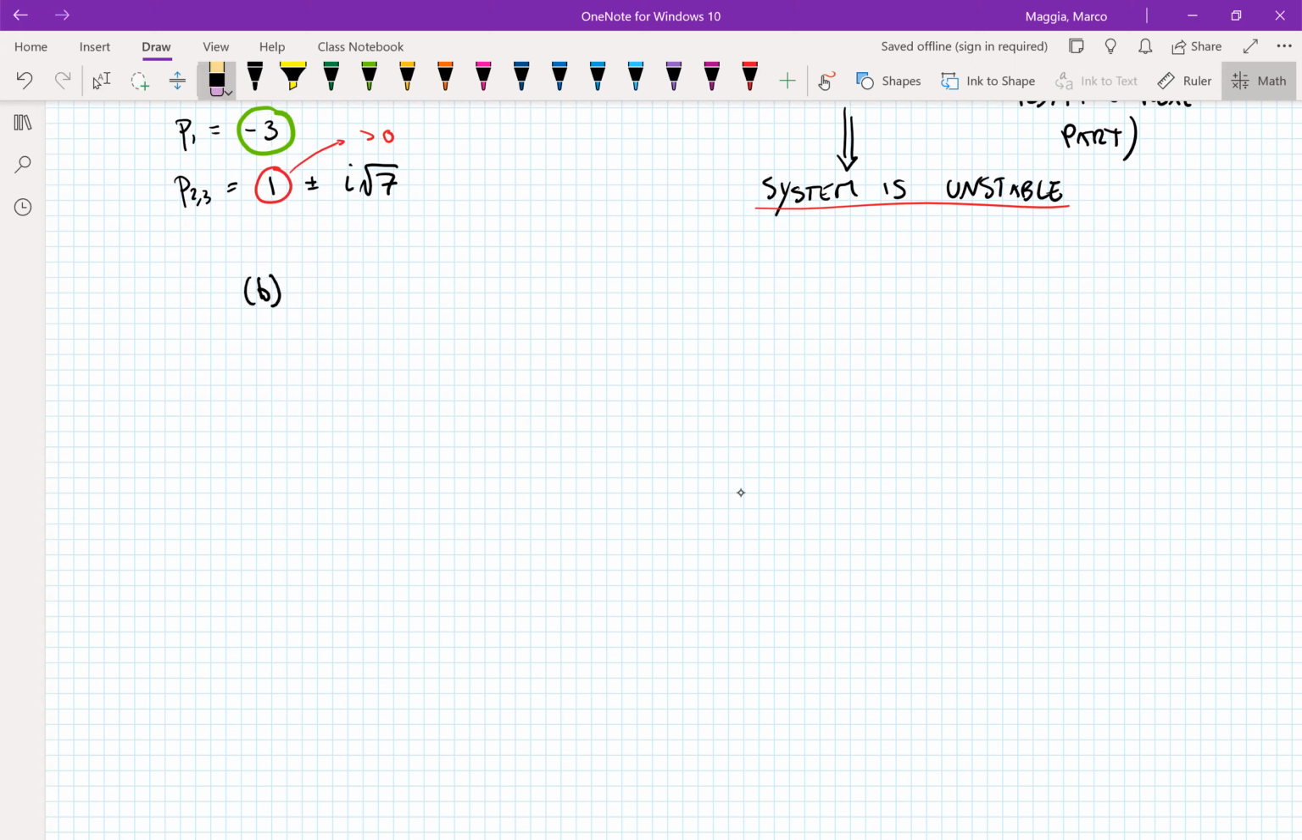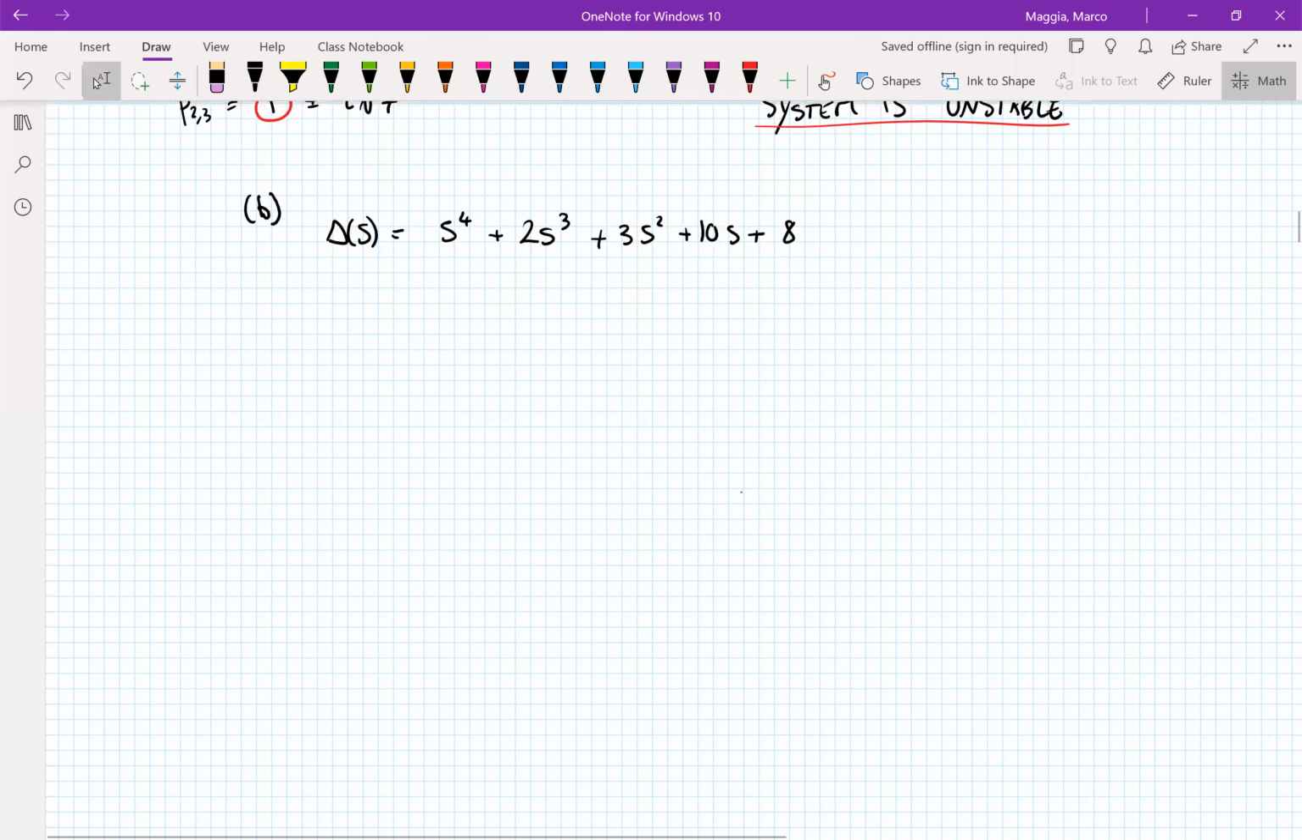Now let's take this characteristic polynomial. It's a 4th order one, so we're increasing the complexity. We have s to the power of 4 plus 2s cubed plus 3s squared plus 10s plus 8. So first thing here, I'm going to go a little bit faster.